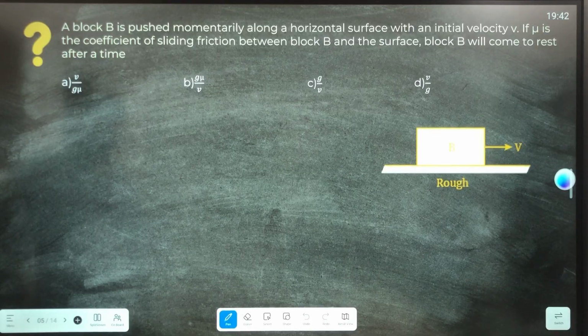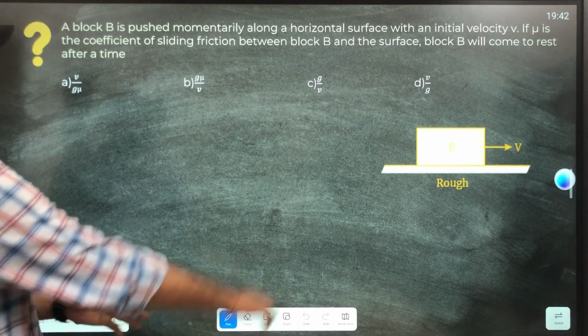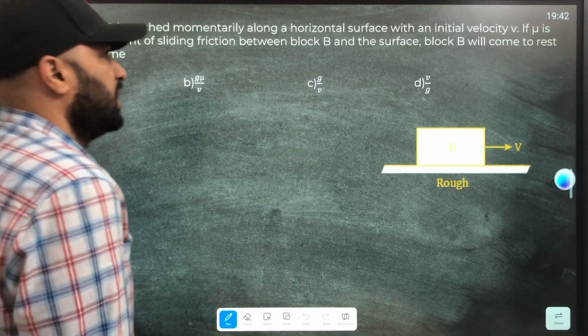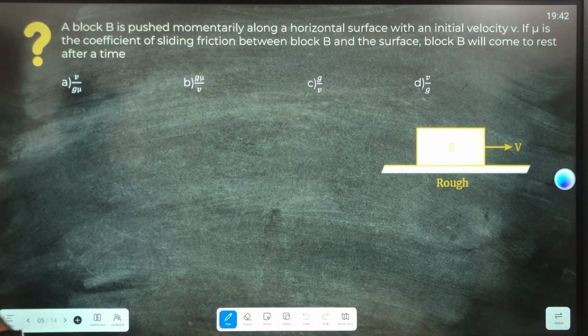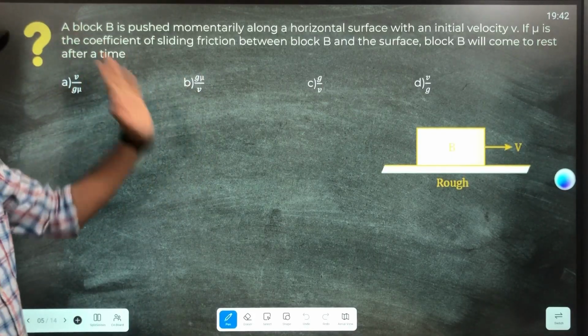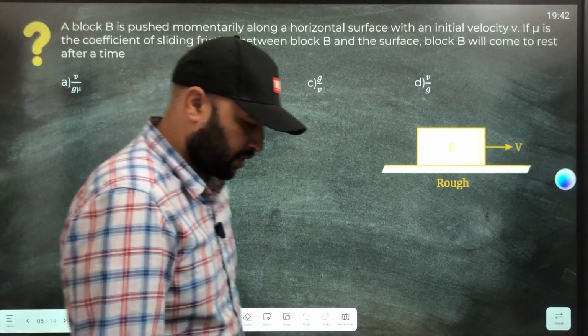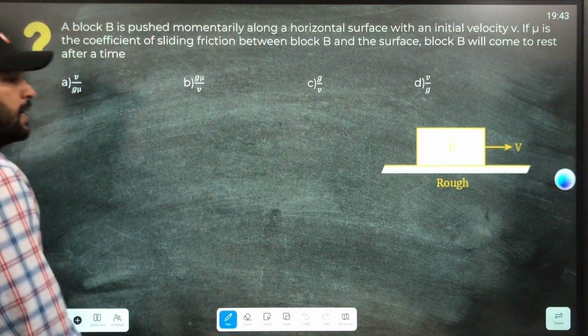Great. Another problem says a block B is pushed momentarily along a horizontal surface. This is our horizontal surface with an initial velocity V. If mu is the coefficient of sliding friction between block B and the surface, the block B will come to rest after what time? Okay. So equations of motion, or we can use Newton's second law also. So let's see the first thing.